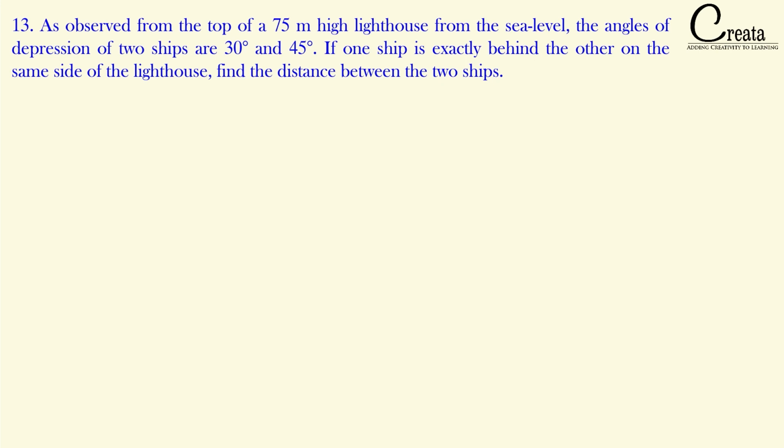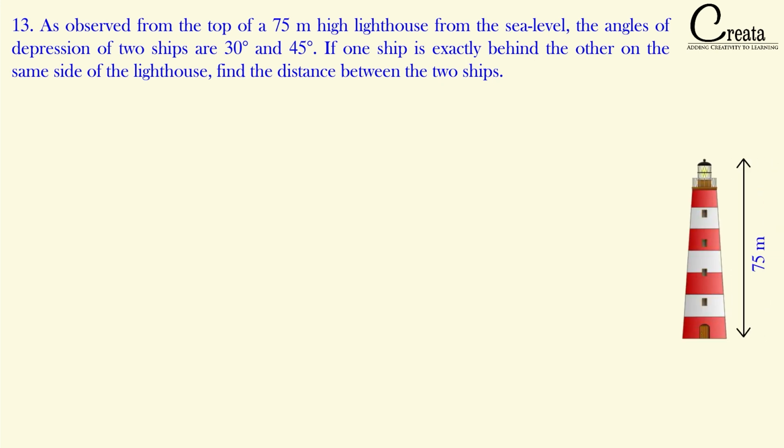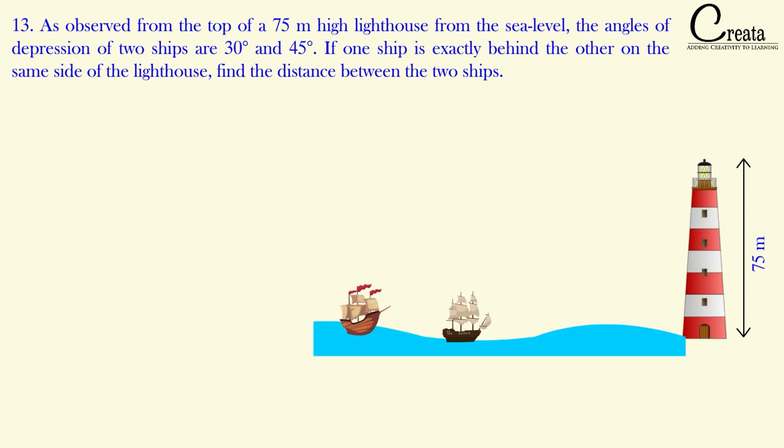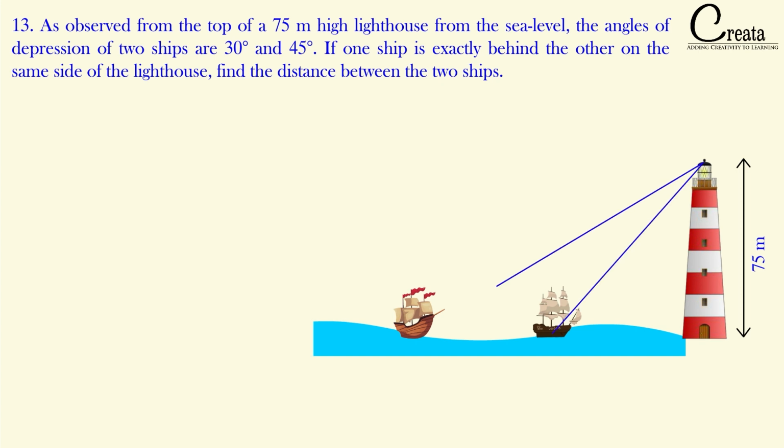Let's observe the question. This question is talking about a lighthouse of height 75 meters. And from the top of the lighthouse, an observer has observed two ships in the sea, one behind the other. It means the observer is looking down toward the two ships from the top of the lighthouse. Angle of depression is when we are looking downward, and this angle is with respect to the horizontal line. So these two angles are the angles of depression, which are 30 degrees and 45 degrees.